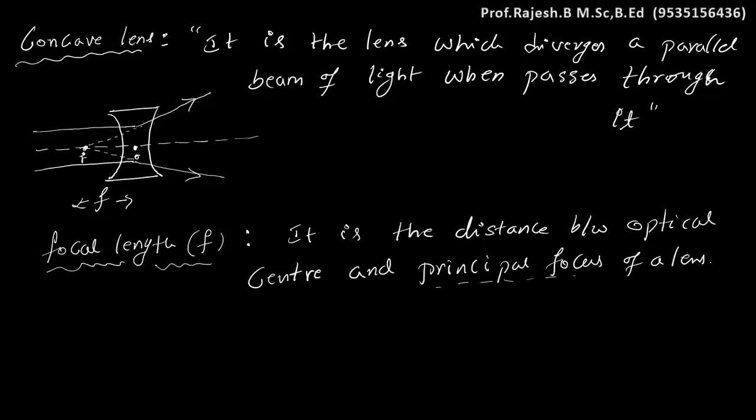What is the principal focus? It is a point on the principal axis where the light rays actually meet or appear to meet. In the case of a convex lens, they actually meet. In the case of concave, it appears to meet, or it appears to diverge from that point. So that point is called principal focus. You can write that.